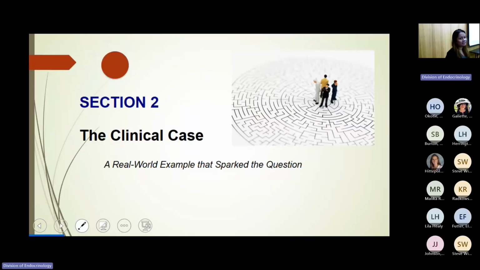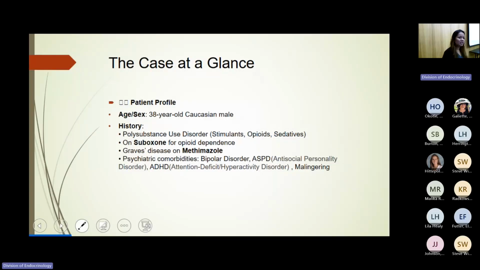Starting with the clinical case, that's a real-world example that sparked the question when I was rotating back at the VA. The patient was well known to us even before this presentation; we were seeing this patient for Graves' disease, and we were consulted when the patient was admitted. He was a 38-year-old Caucasian male with a history of polysubstance use disorder due to stimulants, opioids, and sedatives, and was on Suboxone for opioid dependence for more than 5 years. He also has a history of psychiatric comorbidities: bipolar disorder, antisocial personality disorder, attention deficit hyperactivity disorder, and malingering.